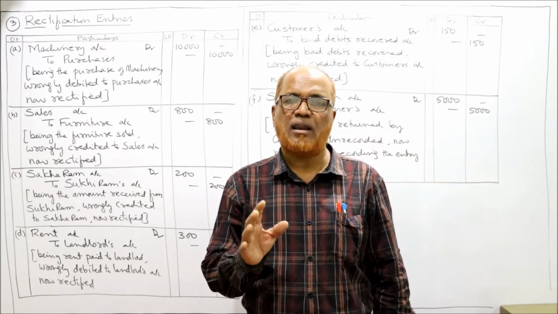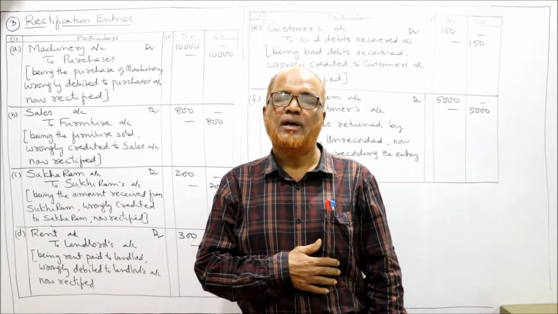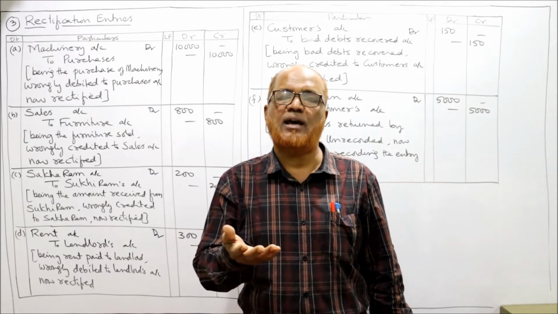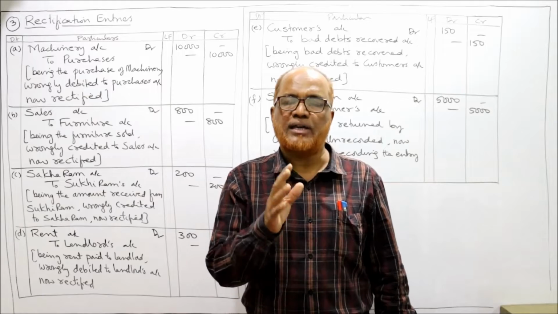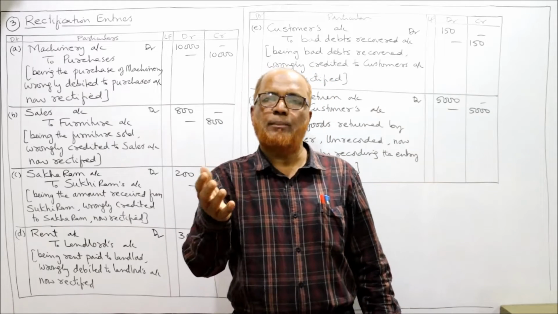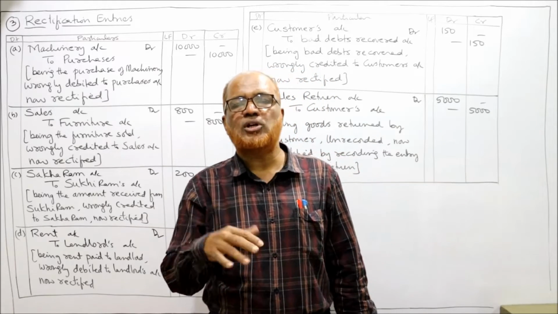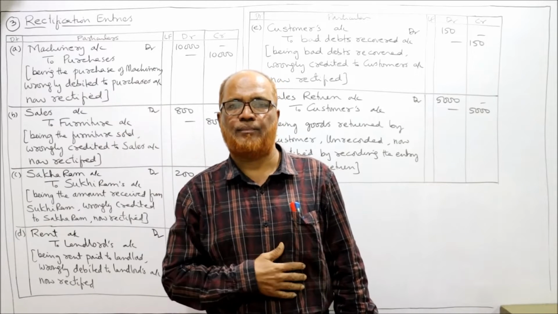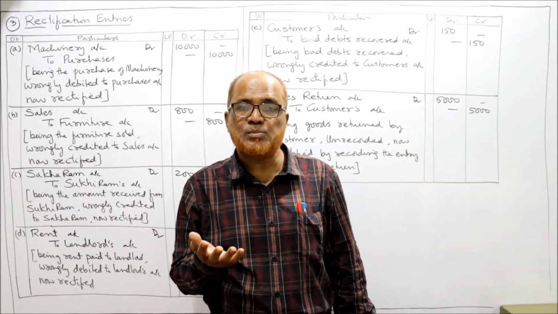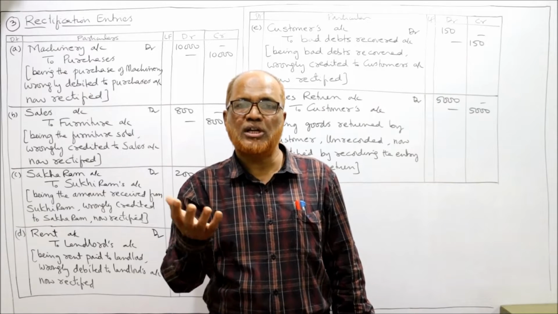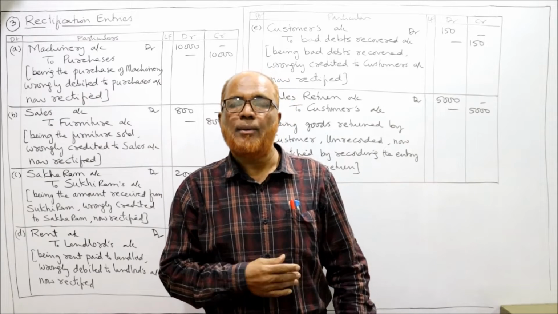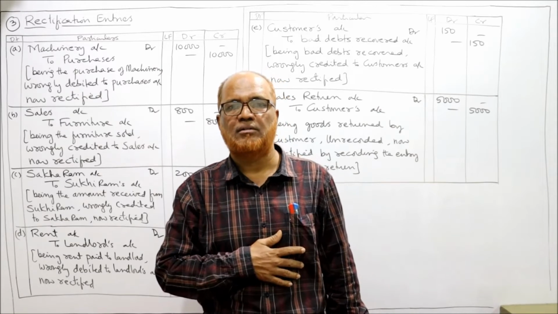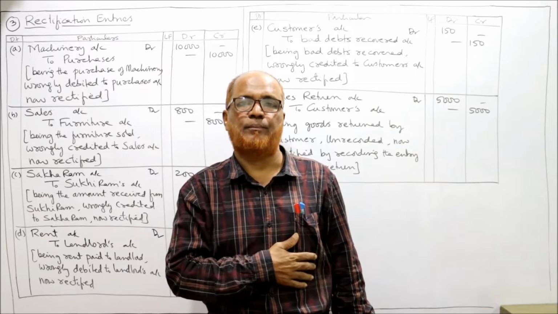See, this is an error of principle. It is asking you to explain the nature of the error, so I am explaining along with rectifying. When machinery is purchased, the correct entry is machinery account debit to bank, because it's a capital expenditure. When a machine is purchased, machinery should be debited. But by mistake, purchases account was debited. That is an error of principle.